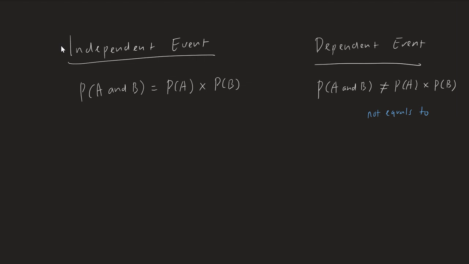Hold on. So this is what they wrote: if A and B are dependent, then P of A and B is equal to P of A times P of B given A. Ah, I see. Okay.